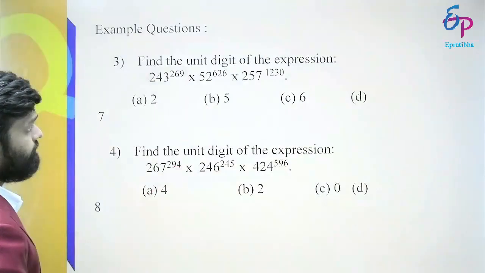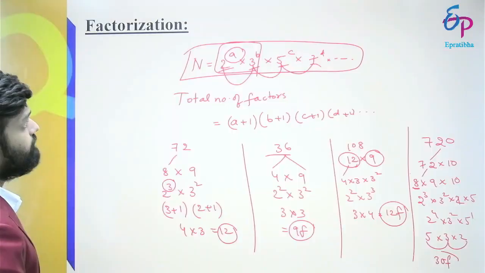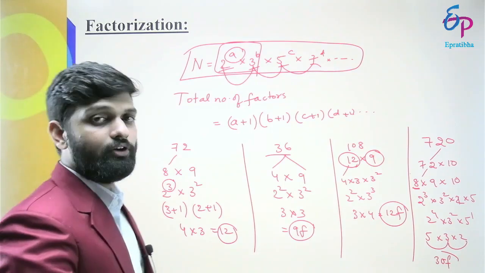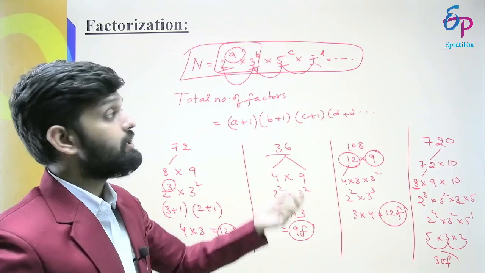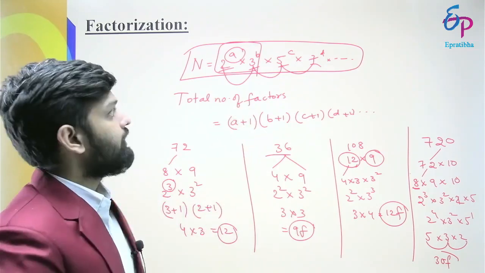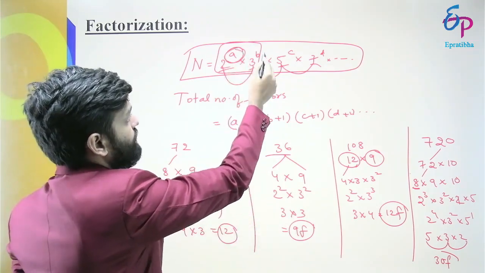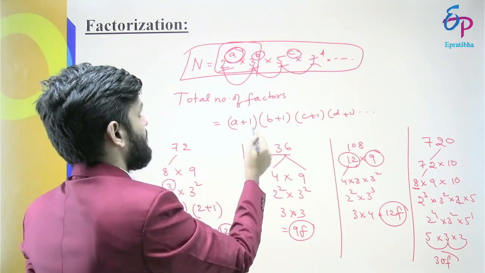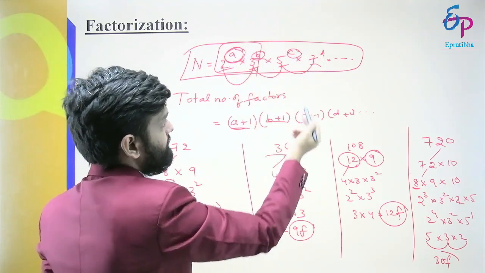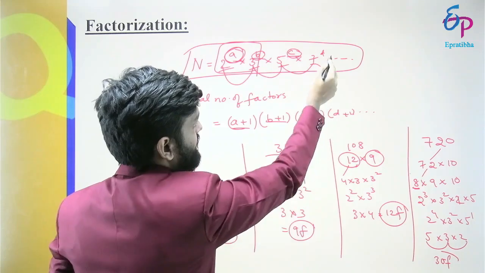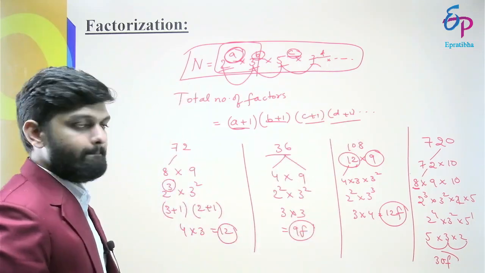Now if you move to factorization, how do you find the total number of factors? You break the number into prime factors and their powers, then you just have to add 1 to the indices or powers. If A is there, you do A plus 1. If B is there, B plus 1. C means C plus 1 and D means D plus 1.